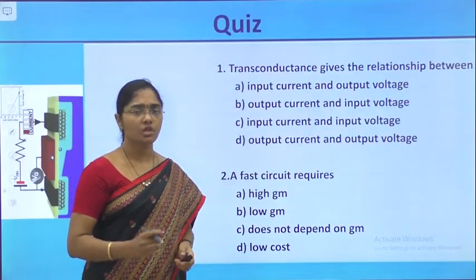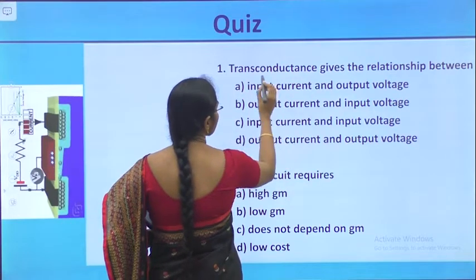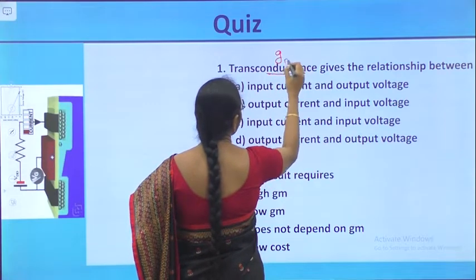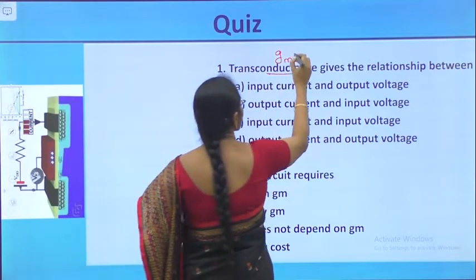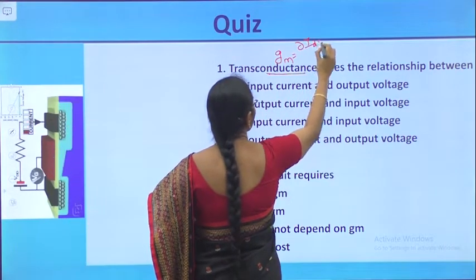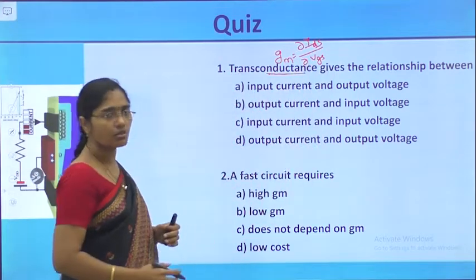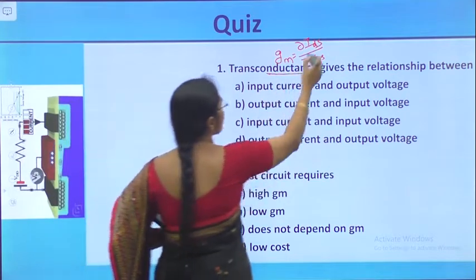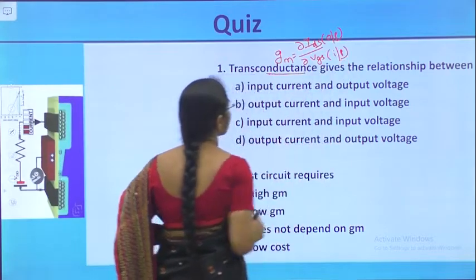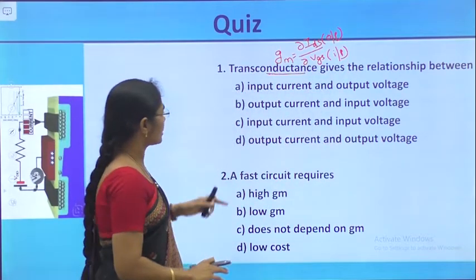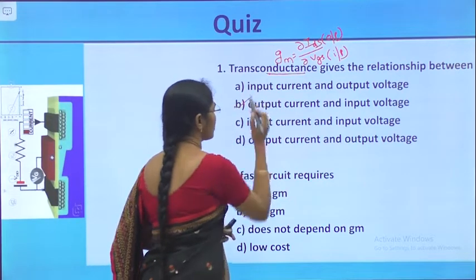Now, let's have a small quiz to check our understanding. Transconductance gives the relationship between what? What is the transconductance? GM. GM is giving the relation between what? What is the formula of the GM? GM is equal to output current with respect to VGS, so dou IDS by dou VGS. And it is equal to what? Output current, and denominator is input voltage. So, change in output current with respect to input voltage. What is the option here? Giving the relationship between output current and input voltage.